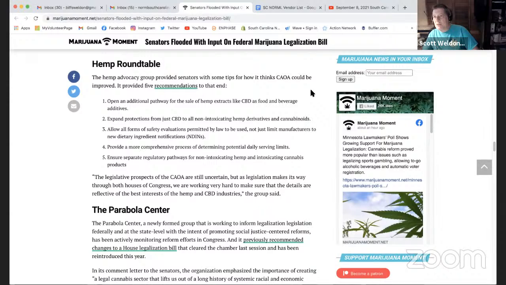Number 2, expand protections from just CBD to all non-intoxicating hemp derivatives and cannabinoids. Let me read that one again. Number 2, expand protections from just CBD to all non-intoxicating hemp-derived derivatives and cannabinoids. Number 3, allow all forms of safety evaluations permitted by law to be used, not just limit manufacturers to new dietary ingredient notifications, NDINs.